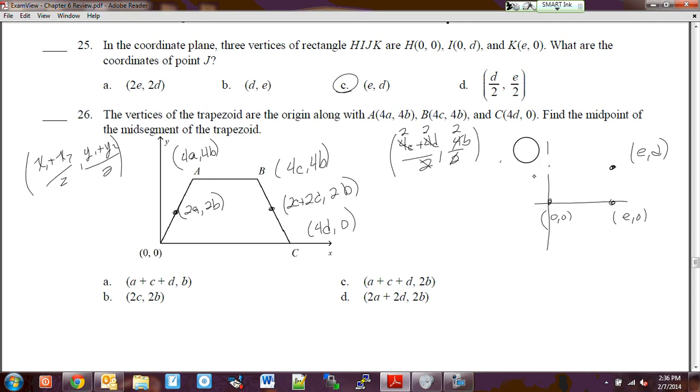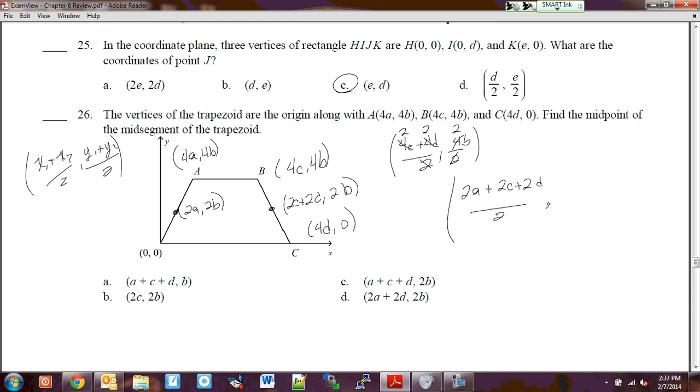Now we have to use those points and find the midpoint of the mid-segment. So the x's: 2a plus 2c plus 2d, divided by 2, comma, 2b plus 2b, which is 4b, divided by 2. This one's easy. This goes back down to 2b. And then for this, you can factor out all these 2's, and then it'll cancel with the 2 in the denominator. So this will be a plus c plus d. All right, so C is your answer.